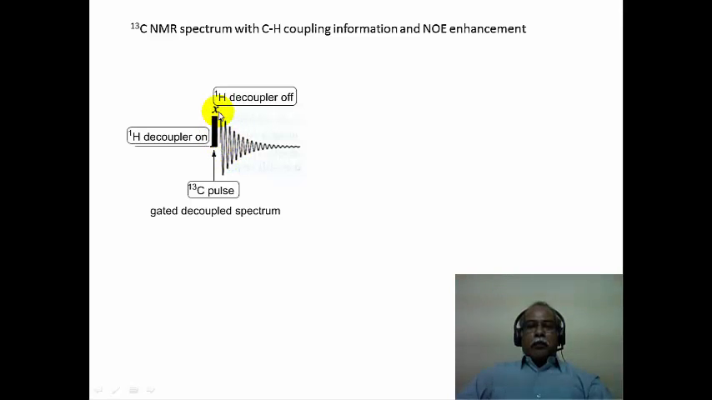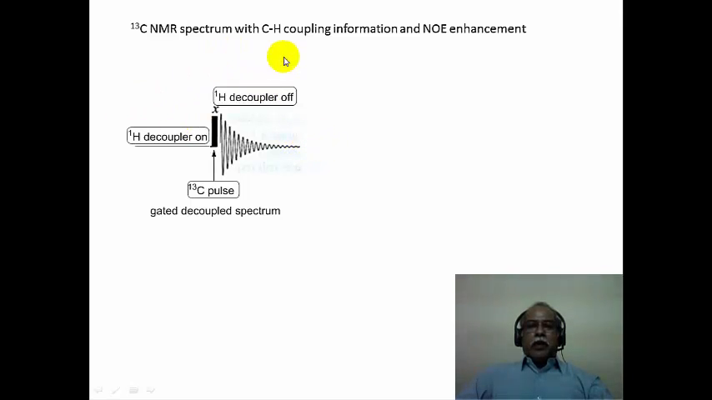Now the proton gets decoupled, the decoupler is turned off here. Therefore the proton-carbon coupling information will be retained here. Now the difference is the spin inversion takes place instantaneously, whereas the nuclear Overhauser effect takes some time to develop. The time duration that is necessary for an NOE to be observed is much higher compared to the spin inversions, which are instantaneous. So during the free induction decay, the NOE gets developed.